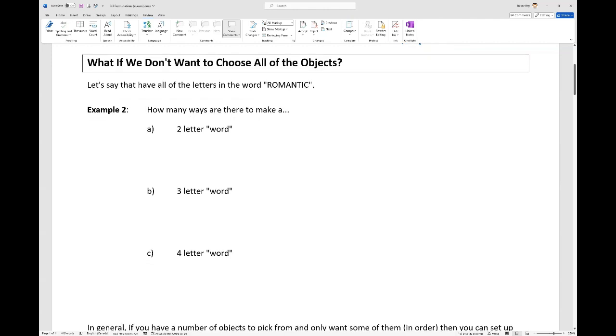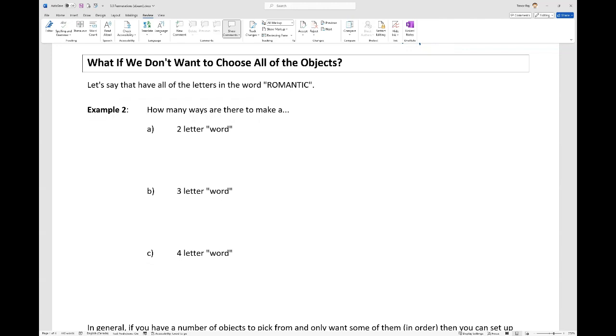But anyway, I have the letters of "romantic," and I'm going to point out that they're all different letters, and for now, that's pretty important. We're going to have to figure out how to deal with repeated elements, so the same letters or the same objects, in a later lesson. But for now, we have those 8 letters, but we don't want to rearrange all 8 of them. If we did, it would just be 8 factorial and we'd be done.